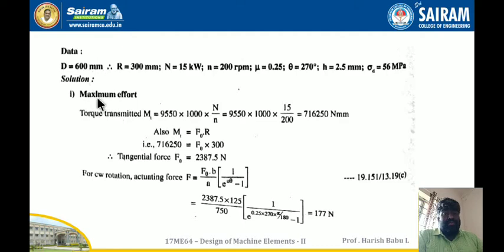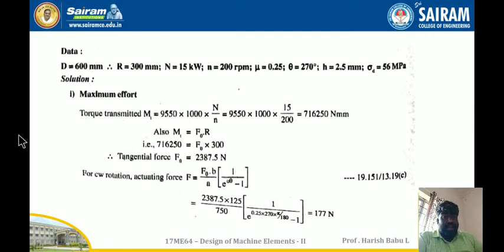So the maximum effort. The maximum effort is torque transmitted, which you have to calculate first. So MT: take the formula, substitute capital N and small n values. I get 7,16,250 Newton mm. And we know that MT equals F theta into R. So I want to calculate the tangential force F theta, which I get as 2,387.5 Newton.